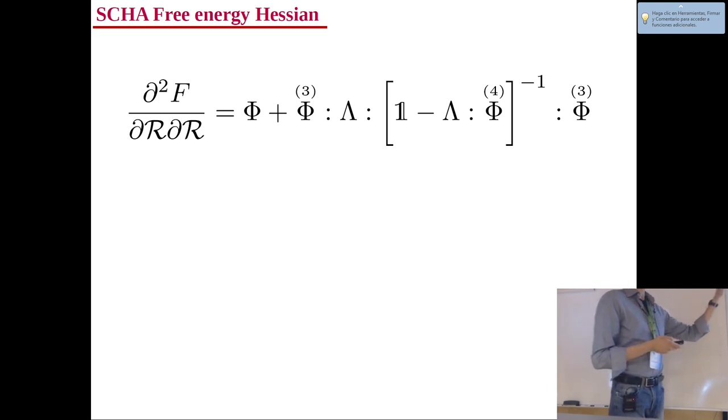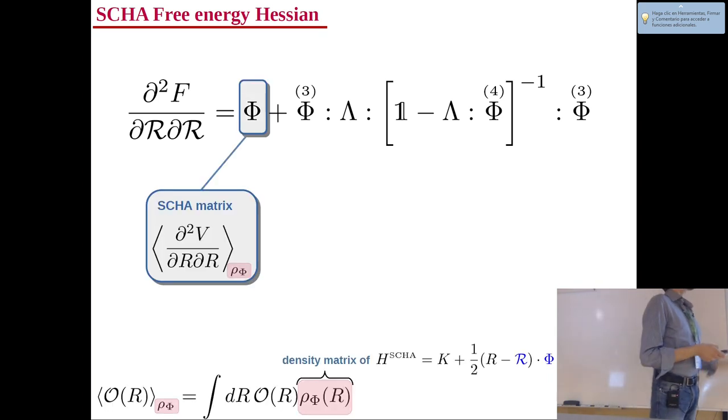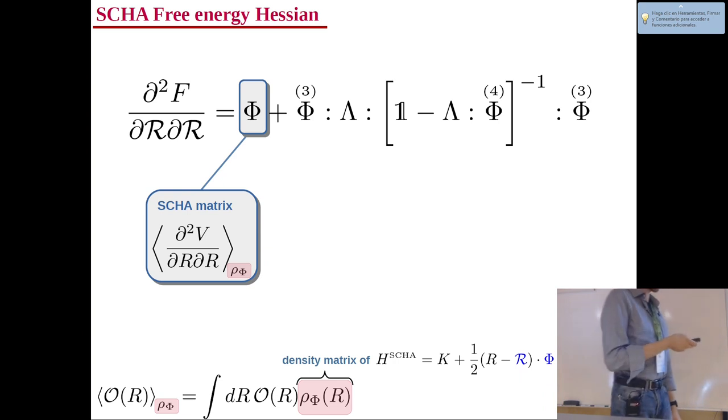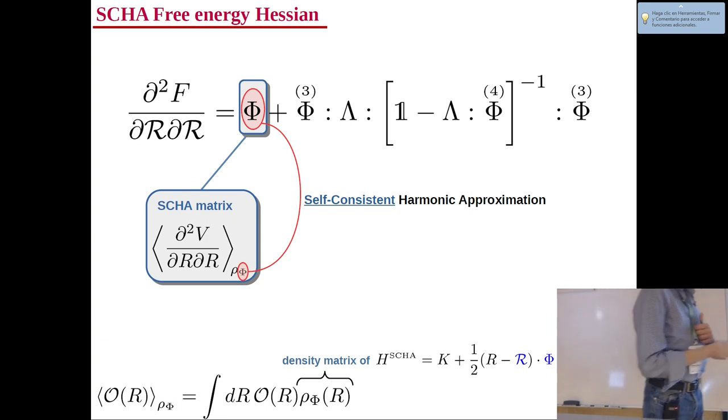So what are the ingredients of this formula? This is the formula that is implemented in the code. Okay, this is just the self-consistent harmonic approximation matrix that we have seen yesterday. As Jörg showed yesterday, this is also equal to the average of the second order derivative of the potential. You remember, you can find this object by minimizing the functional or solving this self-consistent relation. This is why it's called self-consistent harmonic approximation. See, the same object you have here and here.